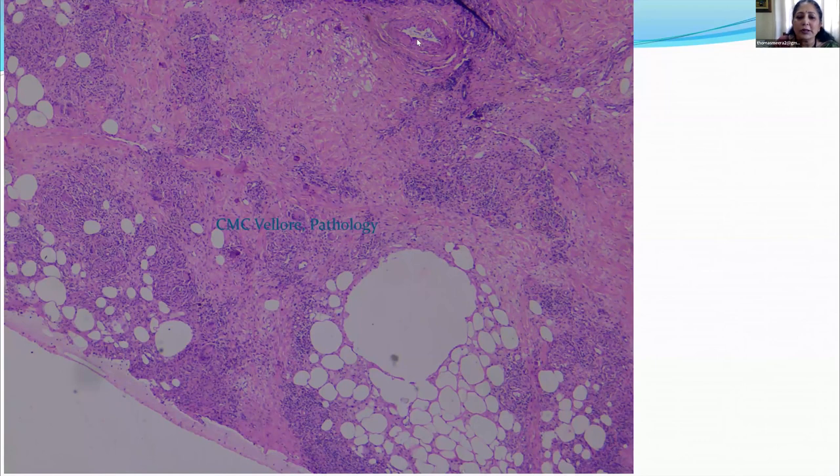What do you think? Vasculitis present or absent? Okay. Somebody, Rajagopal, said that there is vasculitis. When you have vasculitis, you need to have transmural inflammation. If there is no transmural inflammation, there is no vasculitis. Okay.